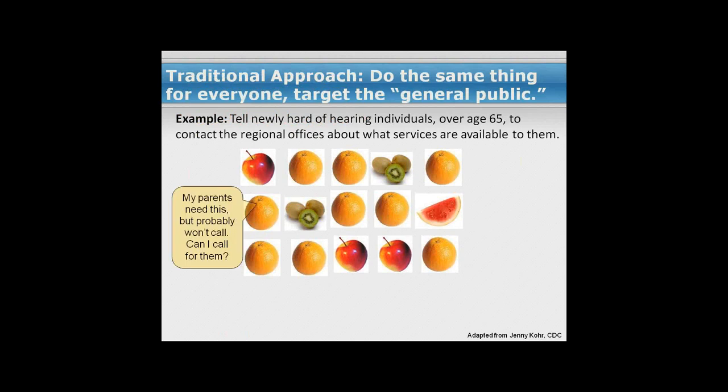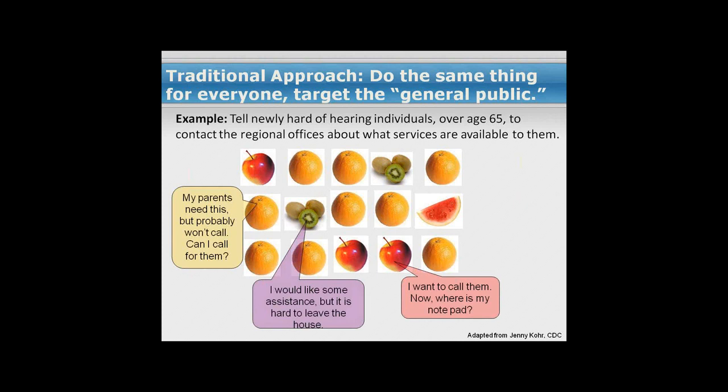So the traditional approach says do the same thing for everyone. We target the general public. And if you notice, even though we have hard of hearing individuals over age 65, the people that are hearing those messages are going to respond to them differently. So one group may tell you, my parents need this, but probably won't call. Can I call for them? Another might say, I would like some assistance, but it is hard to leave the house. That's a barrier that they're identifying there.